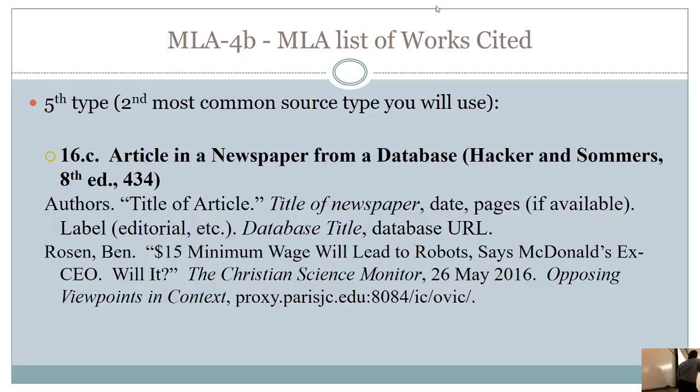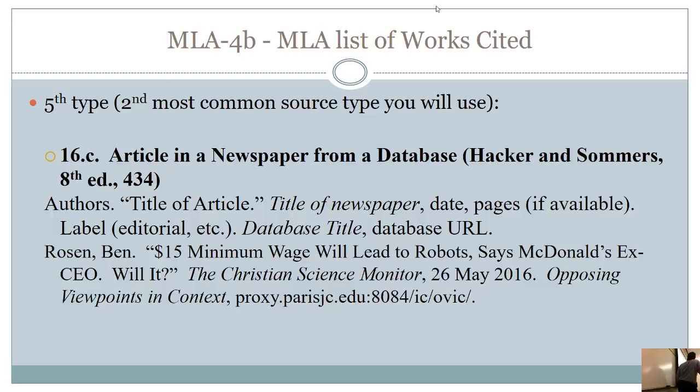Fifth type, so second most common, would be an article in a newspaper from a database, because I'll ask you to use the databases when you find articles as often as possible. The same information you'll see from the other one, but it's author's title of article. Now it's titled newspaper with date and pages if they're available. Sometimes they'll be available since they're basically the version that wasn't print but online.